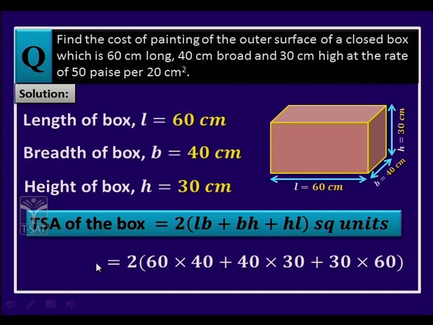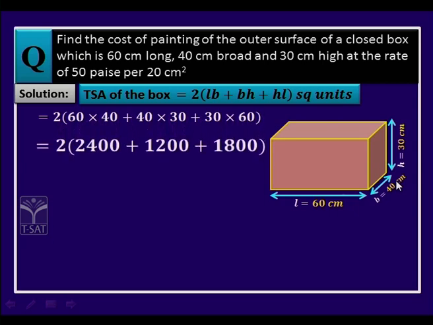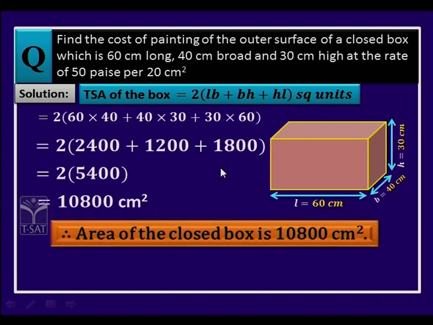Now, let us substitute the values of L, B and H. It will be 2 into LB, that is 60 into 40, plus BH, 40 into 30, plus HL, that is 30 into 60. Now, let us multiply these. You get 2 into 2400 plus 1200 plus 1800. Let us add all these 3 terms. We get 5400. So this is 2 into 5400. On further multiplication, you get 10,800 centimeter square. That means the area of the closed box is 10,800 centimeter square.